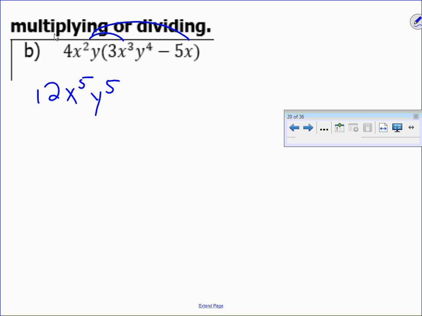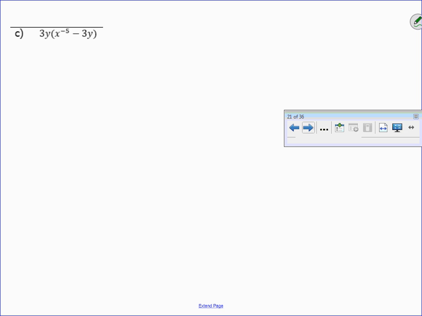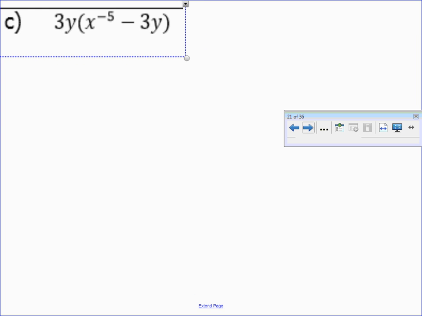Then the second one is 4 times negative 5 is negative 20. And x squared times x is x cubed, y. Because the y doesn't multiply with anything over here, the exponent doesn't change, and we get that. Once again, we're just applying the monomial rules that we went over in section 1.